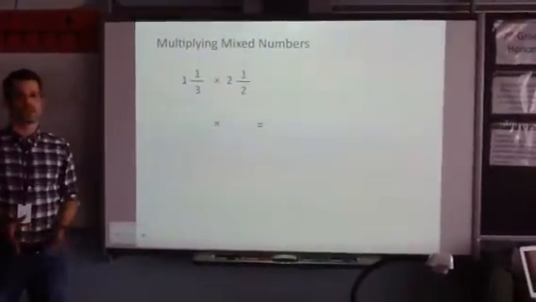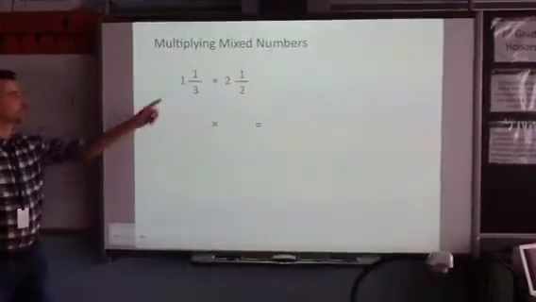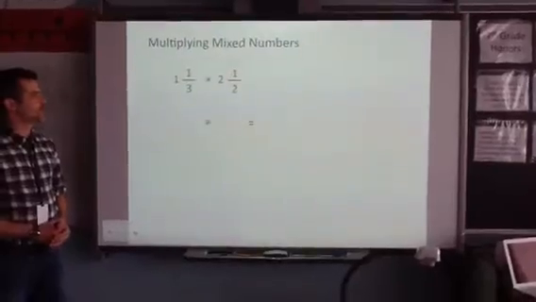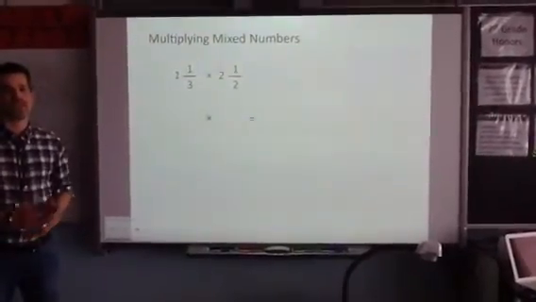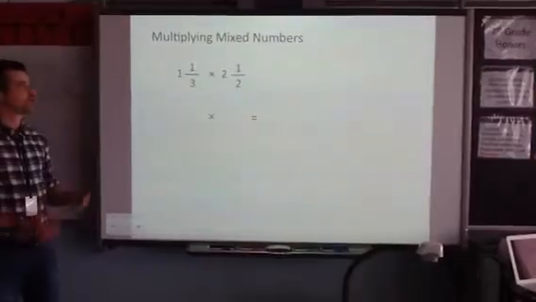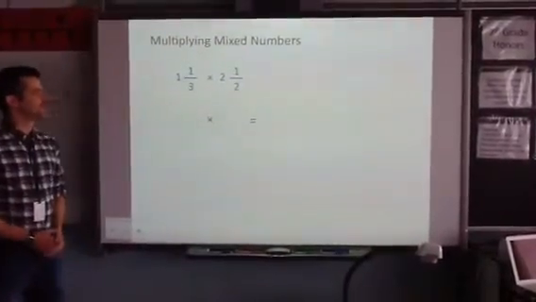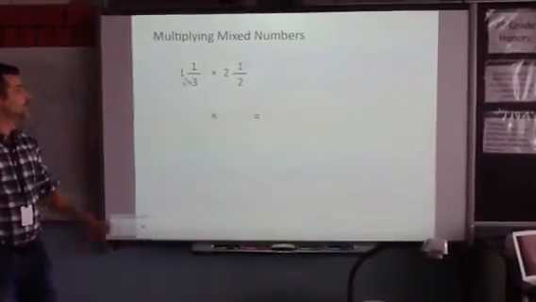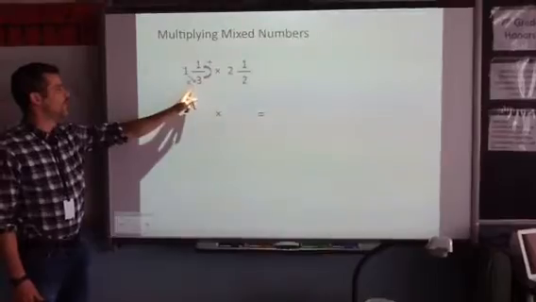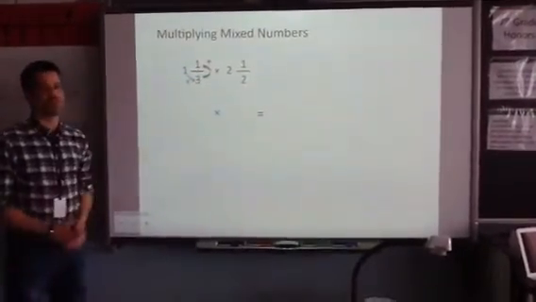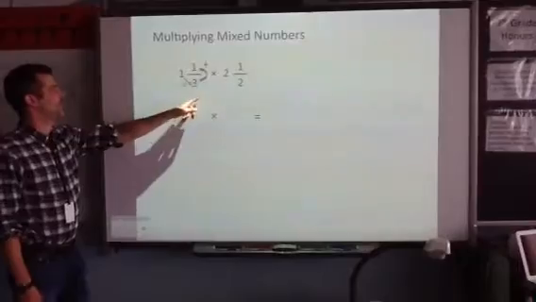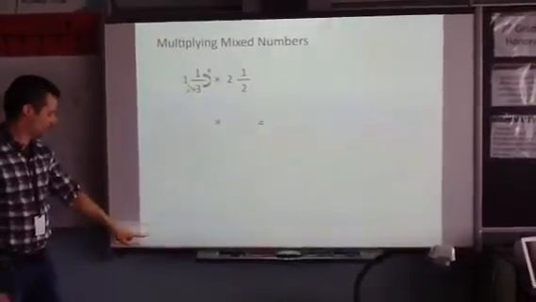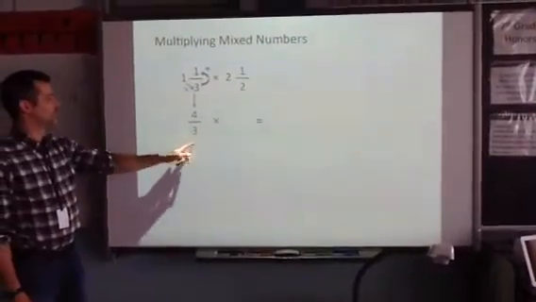The final thing we're going to look at is multiplying mixed numbers. That's where we have the whole number and a fraction. So I have 1 and 1/3 times 2 and 1/2. We're going to do the same thing here that we did when we added and subtracted, which is we're going to change our mixed numbers into improper fractions. Remember that our process for doing that is we take the whole number here, we multiply by the denominator, and then add the numerator. So I'm going to do 1 times 3 plus 1. Okay, that will give me 3 plus 1 will give me 4. So the first fraction, 1 and 1/3, becomes 4/3.